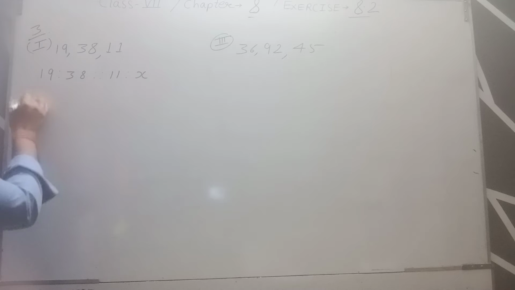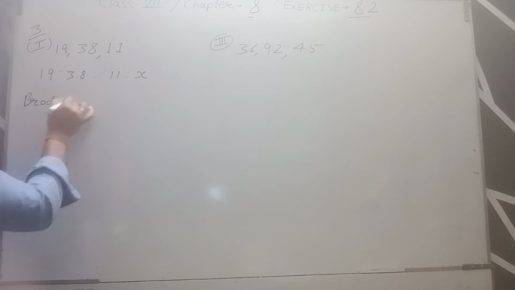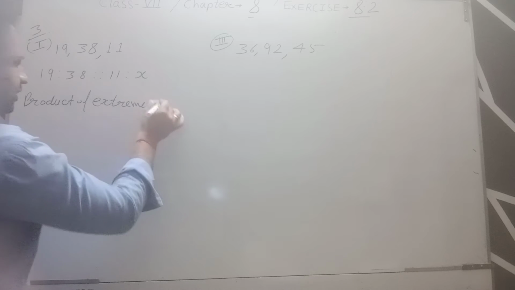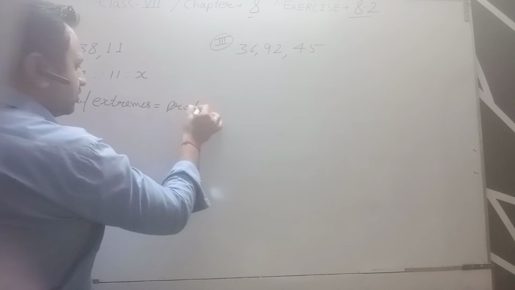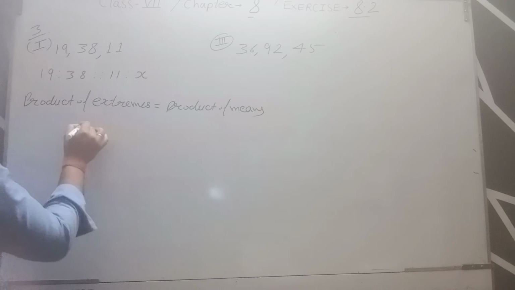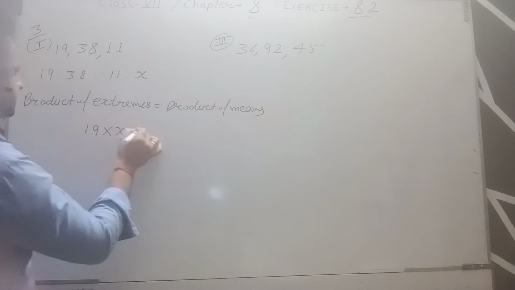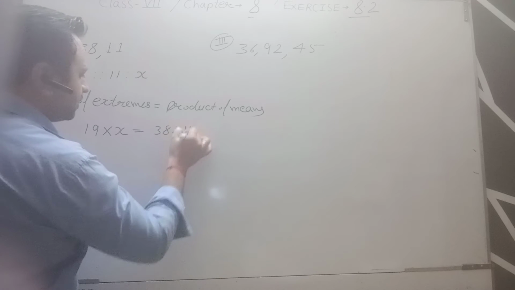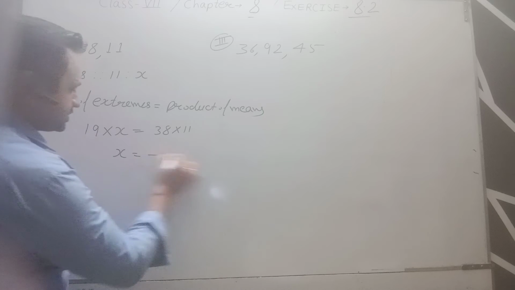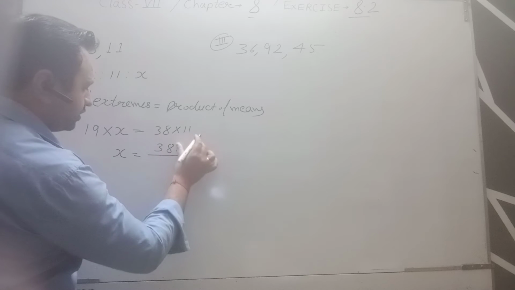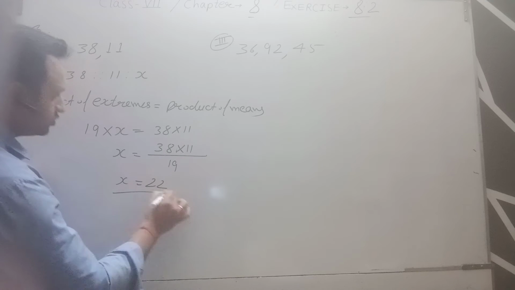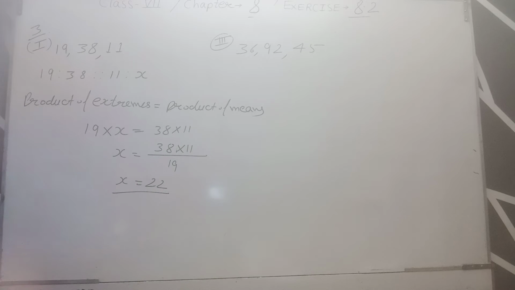It means product of extremes is equal to product of means. It means 19 multiply x is equal to 38 multiply 11. And now we transpose 19 from LHS to RHS, and x is equal to 22. So the fourth proportion is 22.